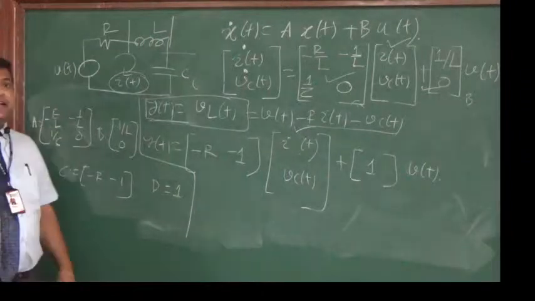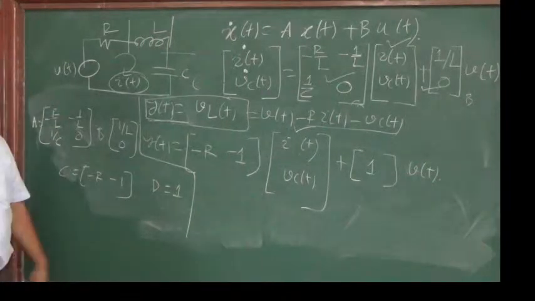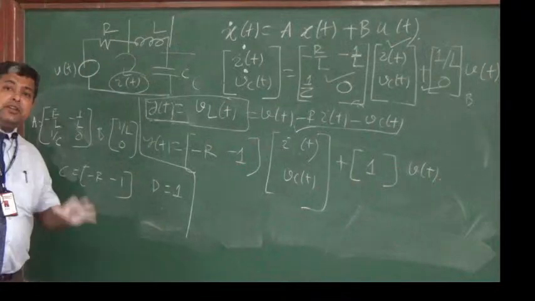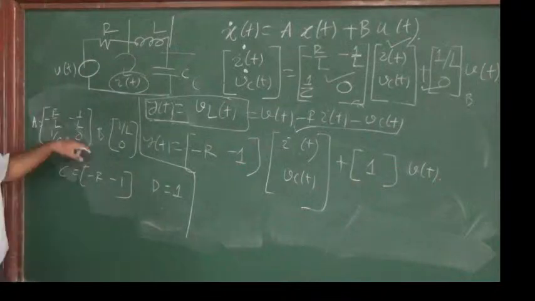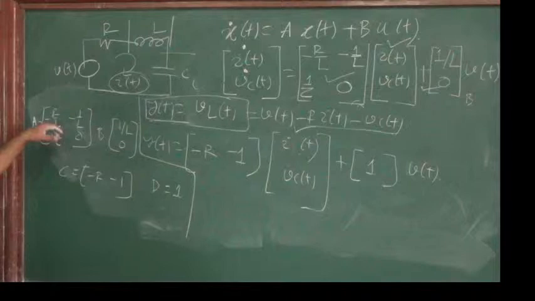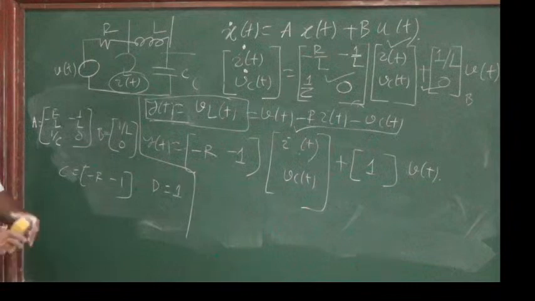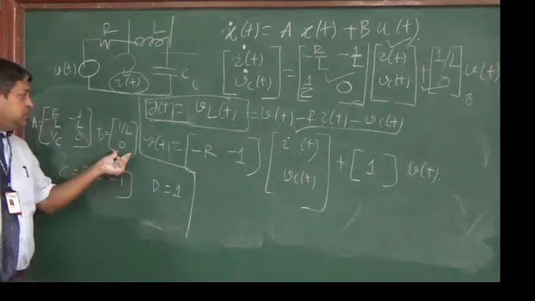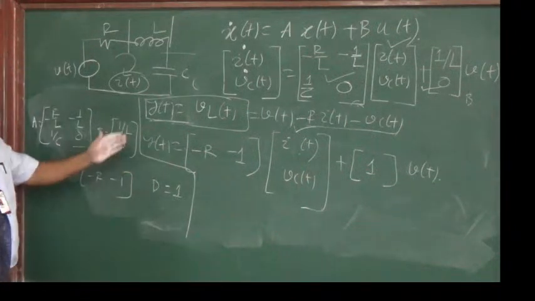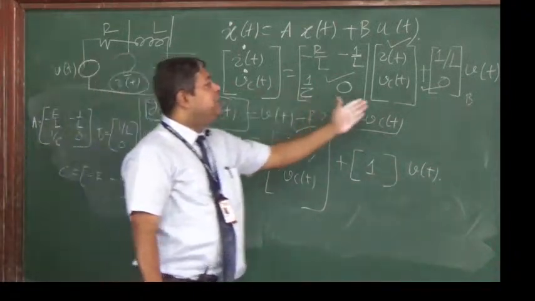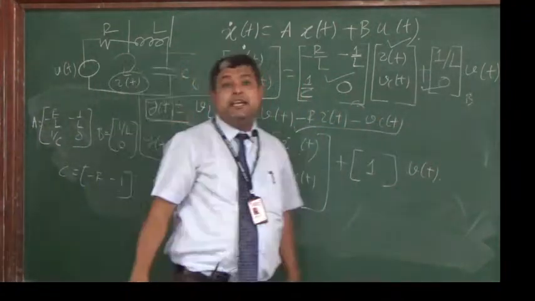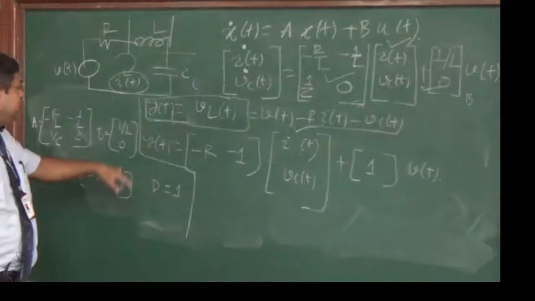Again we are finding that as there are 2 energy storing elements, the order of the system is 2. This matrix will have order 2 by 2, and the coefficients are minus R by L, minus 1 by L, 1 by C, and 0. And there are 2 state variables. So the B matrix will be 2 cross 1, that is 1 by L and 0. That means VC(t) is not having any bearing on V(t), okay, but on V(t). So that is what is done by this.